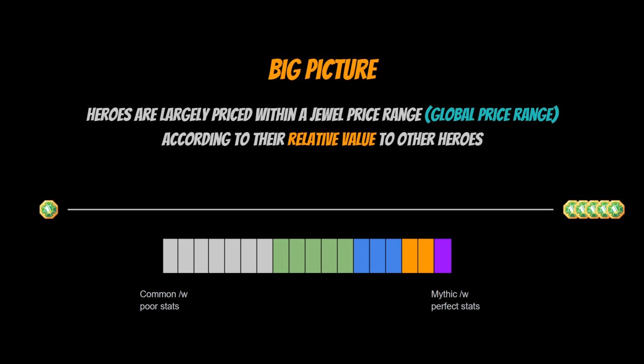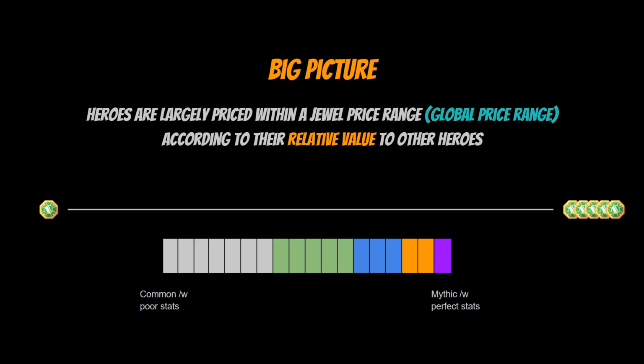So this diagram is meant to illustrate that the heroes are all valued relative to each other, with the common heroes on the cheaper side and the rare, legendary and mythic heroes on the more expensive side. And so these colored rectangles represent the global price range that I was talking about. Generally speaking, the jewel price of these heroes move relative to each other.